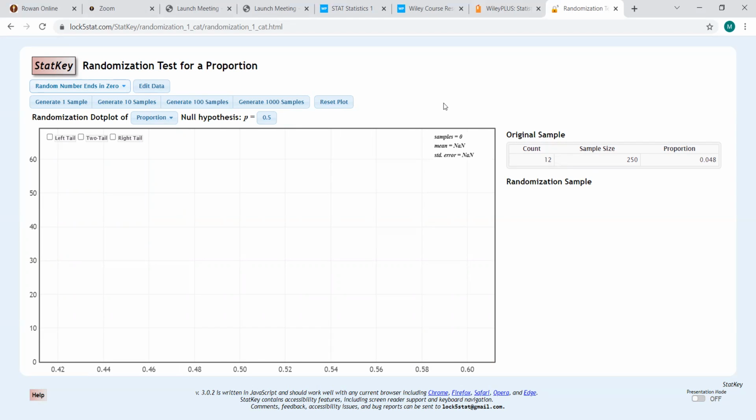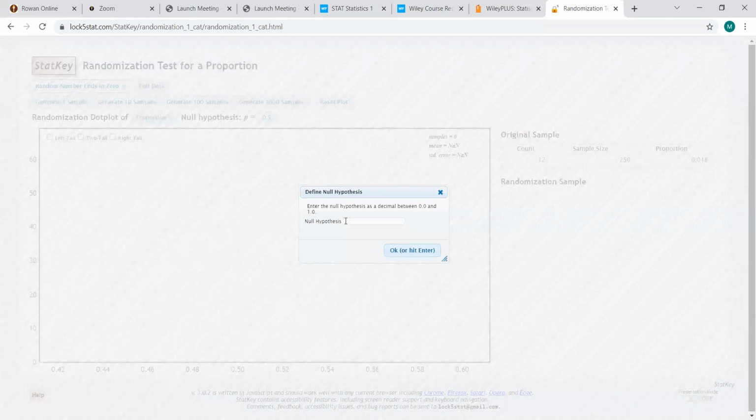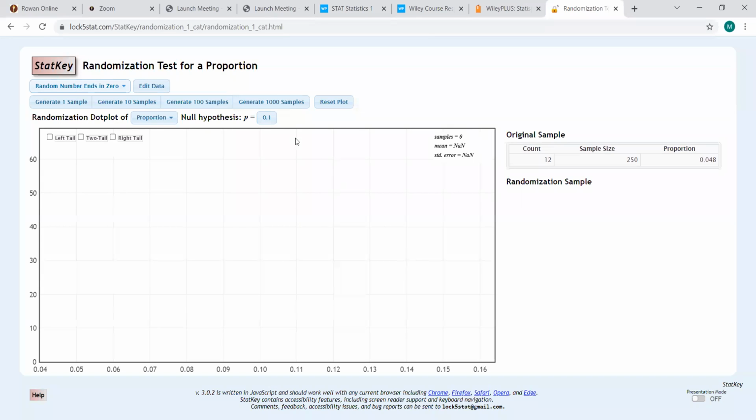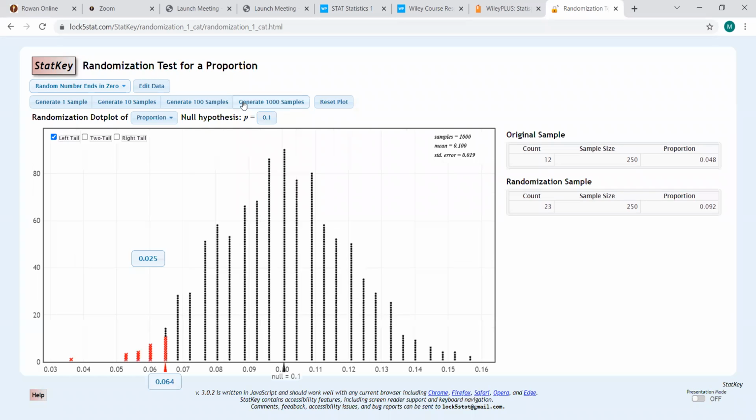Now, the null hypothesis is that p is equal to 0.1. Notice that it defaults to 0.5 here. It's always there as a default, so we have to change it. I'm going to click inside and type in 0.1. All right, so our null hypothesis is p is equal to 0.1. And if you remember, the alternative hypothesis is that p is less than 0.1. Less than means a left tail test, so we're going to click the left tail here, and we're going to generate 1,000 of these samples.